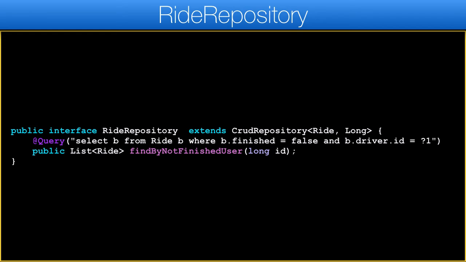The companion RideRepository is pretty standard with one big exception. I added a special case finder that lets us locate the user that is currently hailing a car. Notice the syntax b.driver.id equals $1, which points through the relation to the driver object.